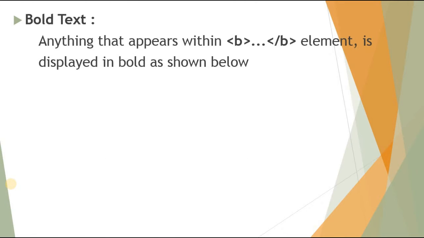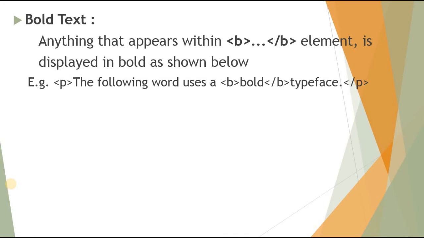First one is bold text. For giving the text a bold style, we are using a bold tag here. Anything that appears within a B for bold element is displayed in bold as shown below here. This is an example for displaying the text in a bold style.